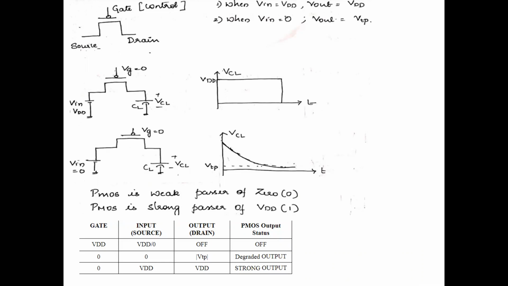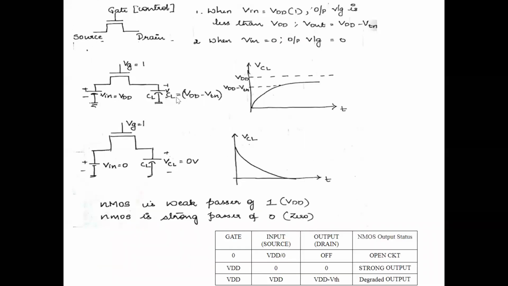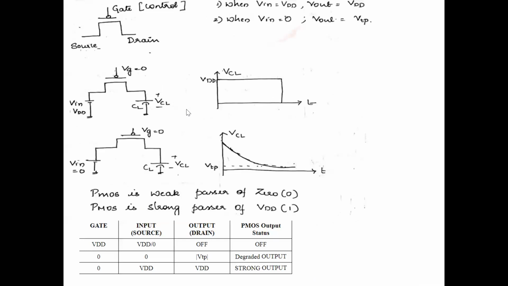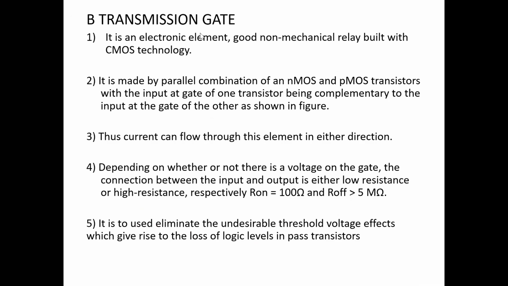And here, if I give VDD in NMOS, the output is not VDD. We cannot drive another transistor or another circuit assuming this will be VDD, because we will not get the desired output. So this is one disadvantage: our output voltage doesn't comply with the actual input. To overcome this, the transmission gate was developed.